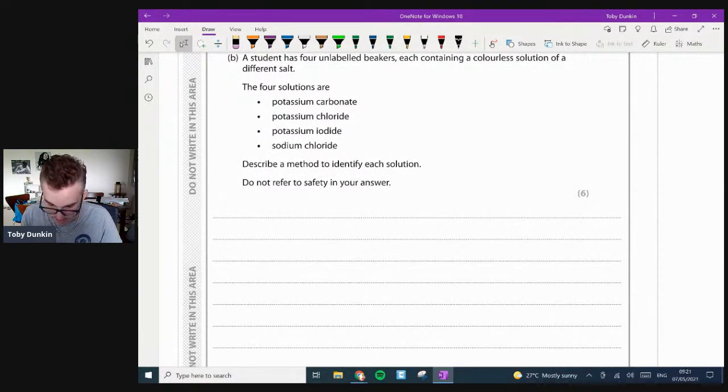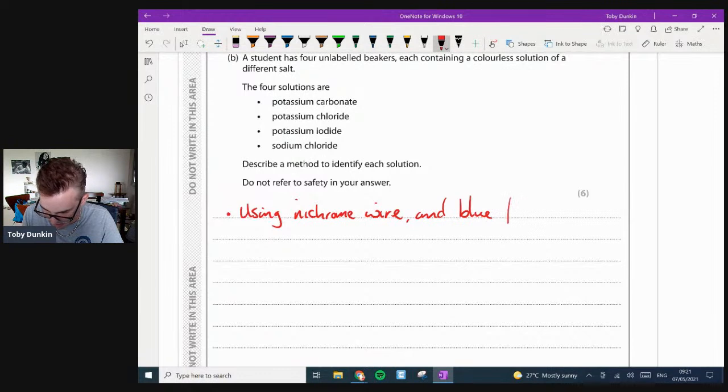So what we're going to do is take a sample of each. Let's flame test it. Let's sort out the positive one. Let's get rid of the sodium. So bullet point number 1, flame test. Describe a method. Using nichrome wire and a blue flame, test each sample.